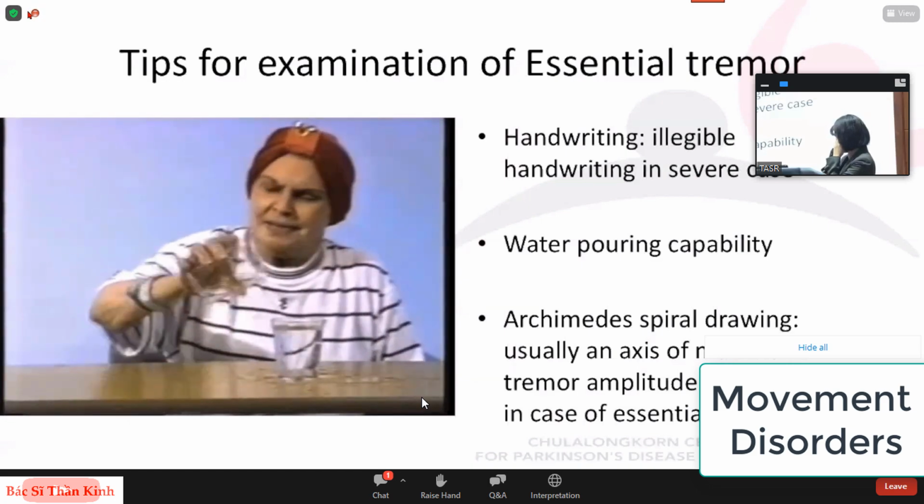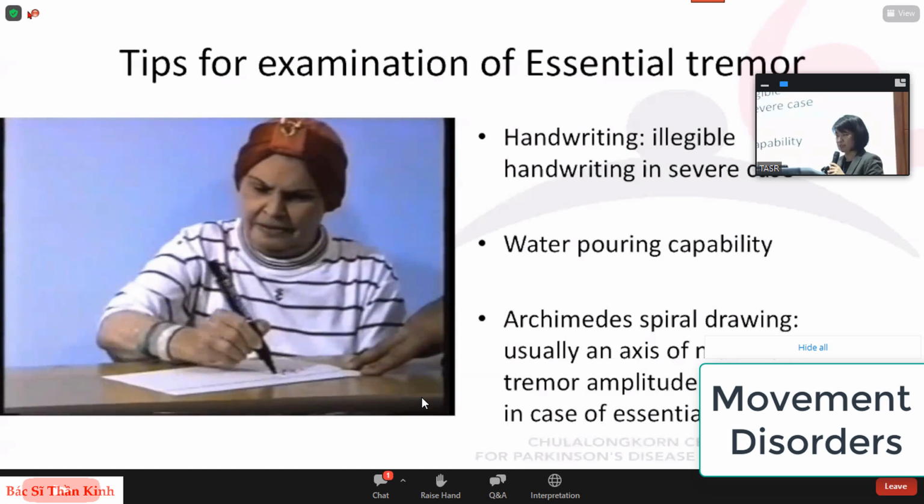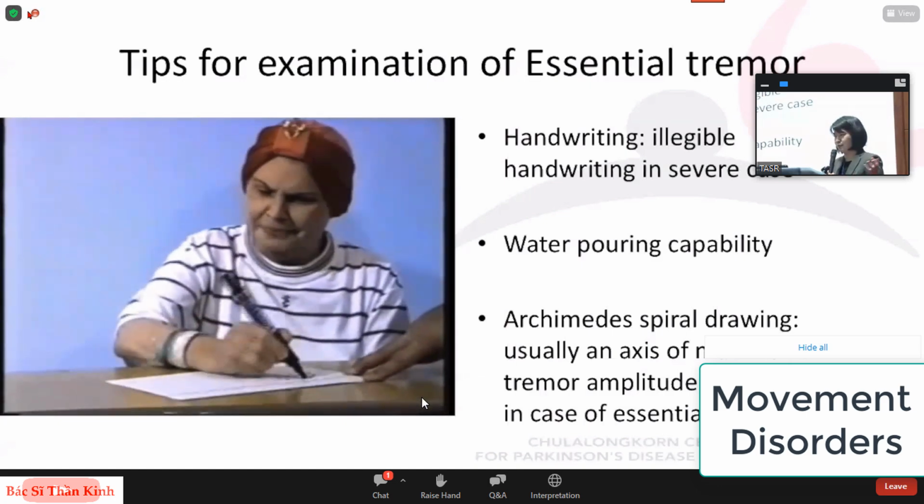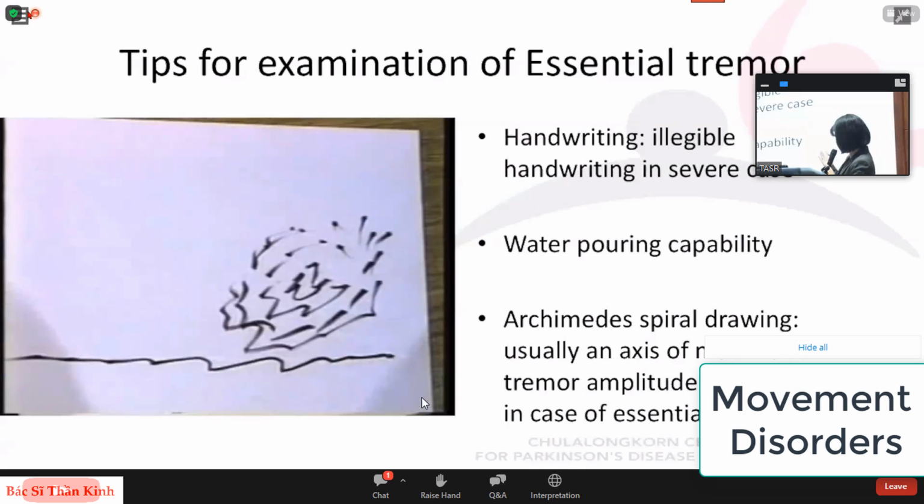Or you can test the patient's capability with water pouring, and the water usually spills out of the glasses. And you can use the Archimedes spiral drawing. It usually shows the axis of the tremor amplitude, like 60 degrees in the case of essential tremor. You can easily spot the shaking of the tremor on the spiral.